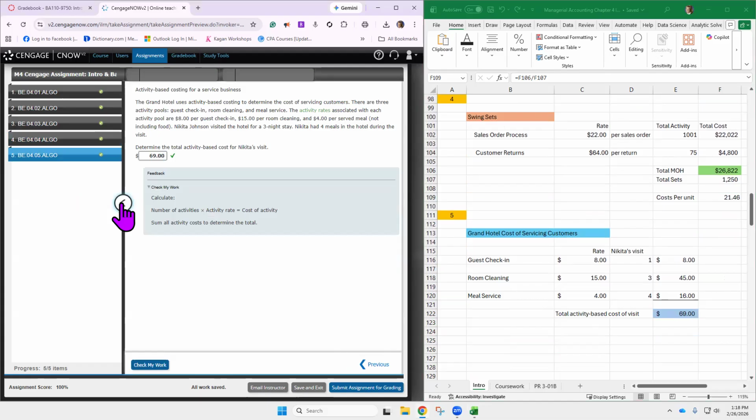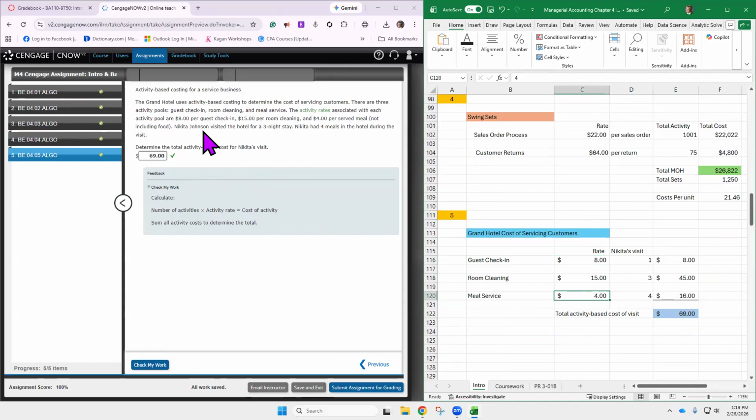The last one is about a hotel. And this is called activity-based costing for a service business. So there are 3 activities at this hotel that we need a cost of servicing customers. So the first one is the guest check-in, the second one is the room cleaning, and the third one is meal service. We've got rates for each of these activities. I've got $8, $15, and $4.